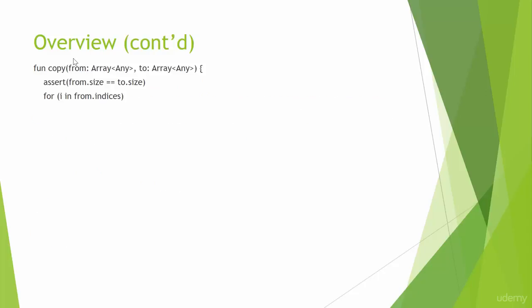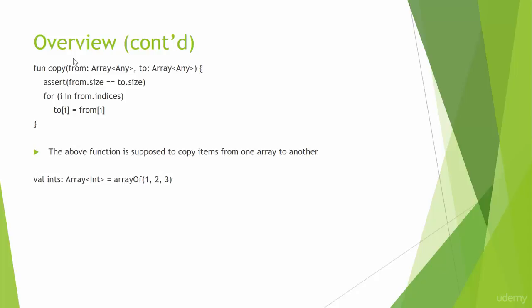Another example here is you have a copy function and we have two named parameters from and to that take an array of any types. First thing we're going to do is we're going to assert that the sizes are the same because you can't copy if the sizes are different. We're then going to start iterating through the indices in the from, and we're going to assign them to the to. This function is supposed to copy items from one array to another.